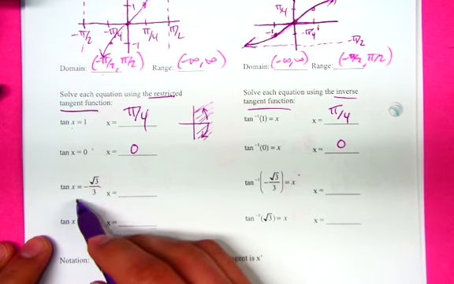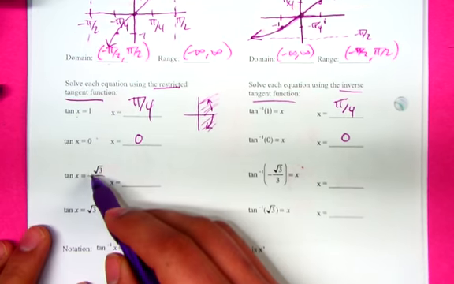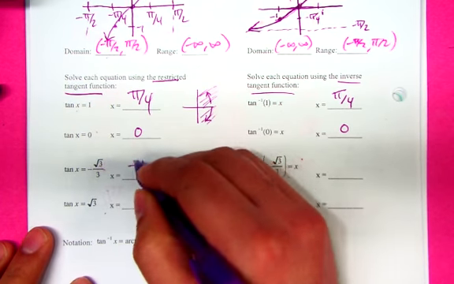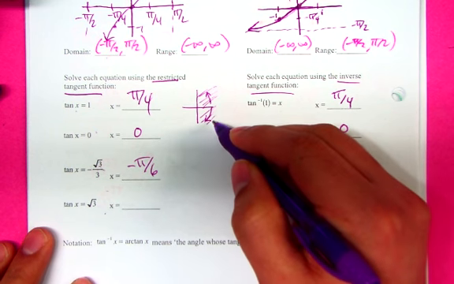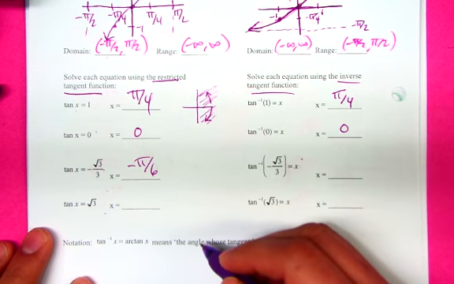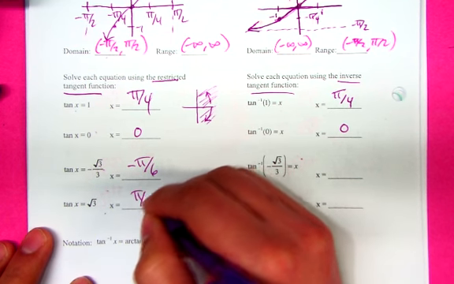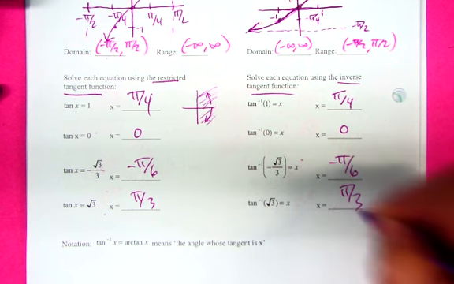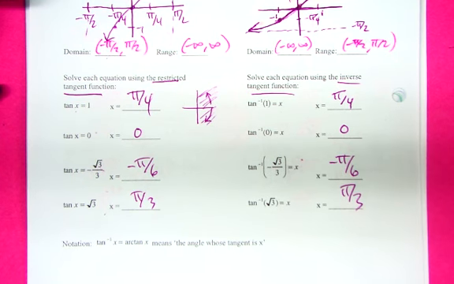Let's see. Negative root 3 over 3. But it's negative, right? So we have to do negative pi over 6 so that we get to quadrant 4. And then what angle has a tangent of root 3? Pi over 3. And these would be the same. Okay? Are there any questions on the restricted and the inverses?